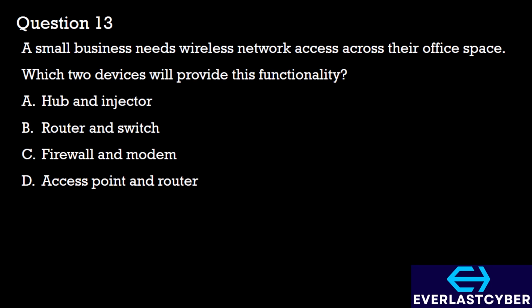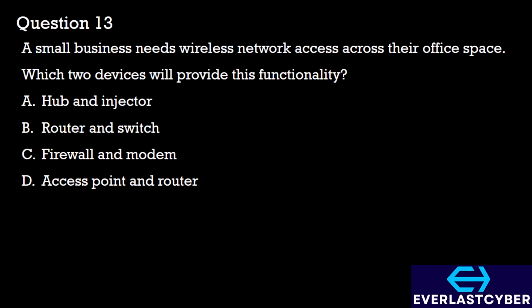A hub and injector. A hub provides basic Ethernet connectivity, and an injector adds power to Ethernet cables for PoE devices, but it doesn't enable wireless connectivity. A router and switch can provide network traffic direction, and some models include wireless capabilities. However, the switch alone does not provide wireless access. A firewall and modem. A firewall provides network security while a modem connects to the internet, but neither of the devices provides wireless network access.